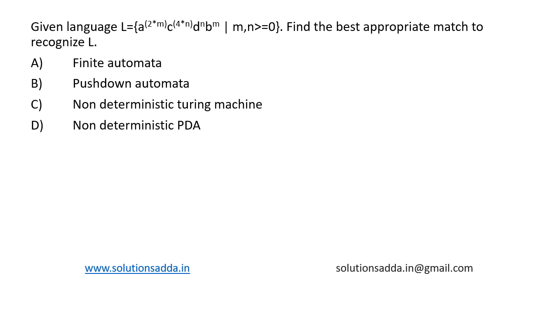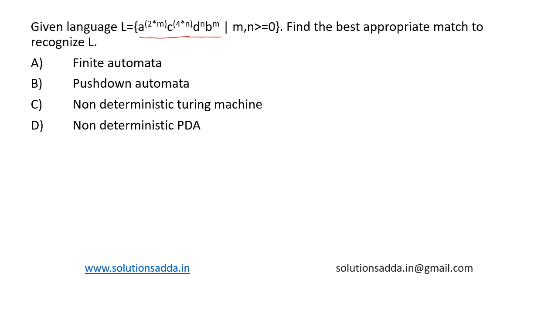This is a question from theory of computation. Given the language L = {a^(2m) c^(4n) d^n b^m | m, n ≥ 0}, find the best appropriate match to recognize L. We have finite automata, push-down automata, non-deterministic Turing machine, non-deterministic push-down automata.